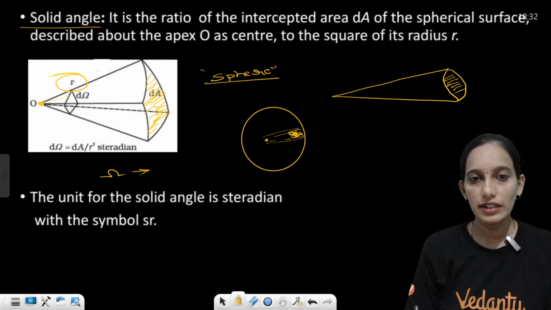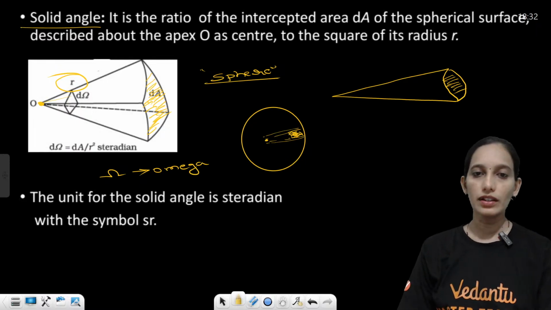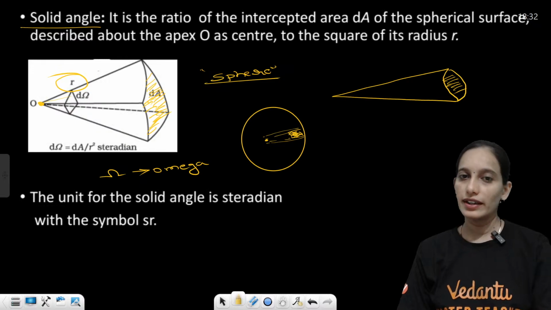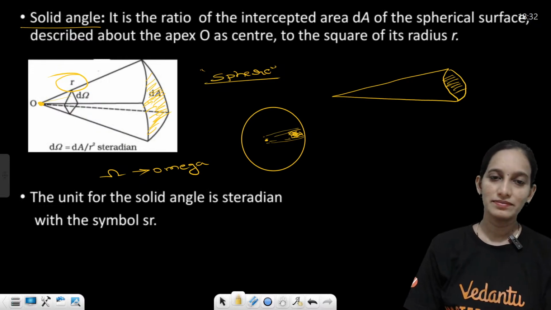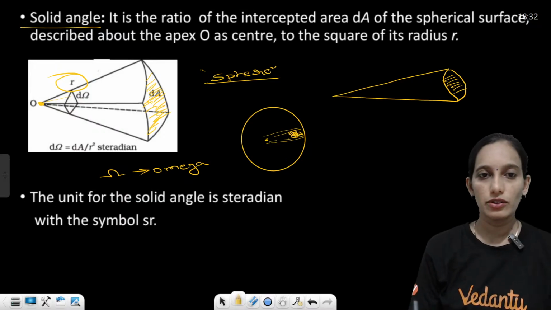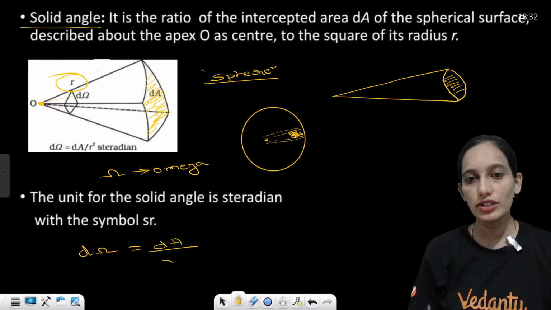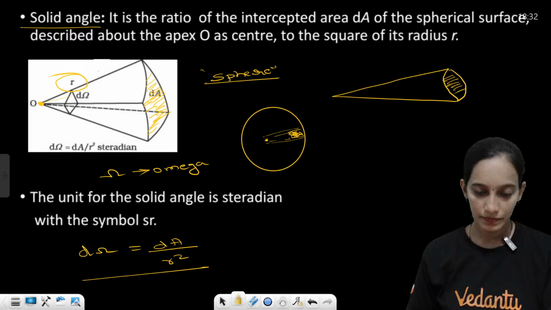What do we call this symbol, omega? You must have seen it in physics last year too, correct? The unit of resistance is ohm, with the notation omega. The same thing here: omega, d omega. d omega is the area divided by the square of the radius. Is that clear?